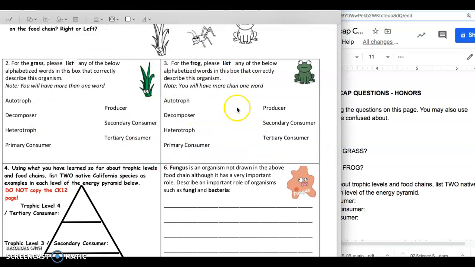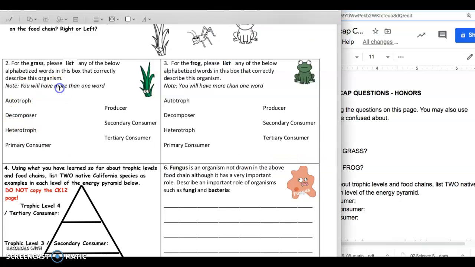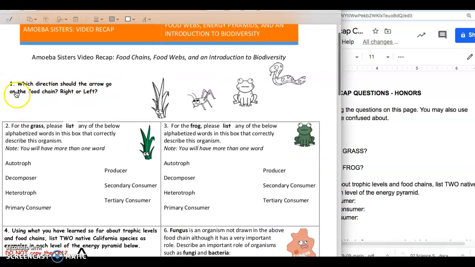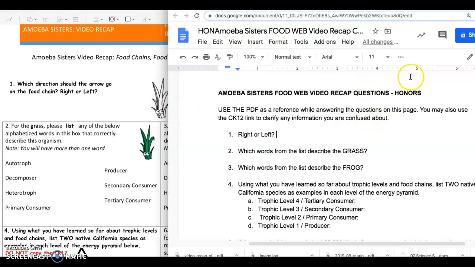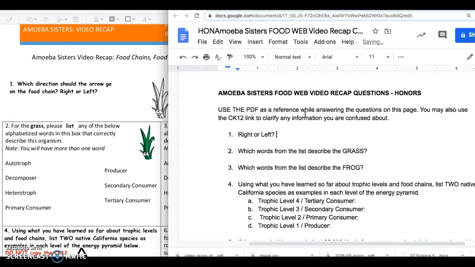Here's your PDF, here's your doc that you're going to edit. So number 1 says which direction should the arrow go on the food chain, right or left? So if we're starting at grass and it wants to go up to snake, then which direction is this food chain going? So you're going to write your answer, and you're going to edit that, and that's what you're going to submit.